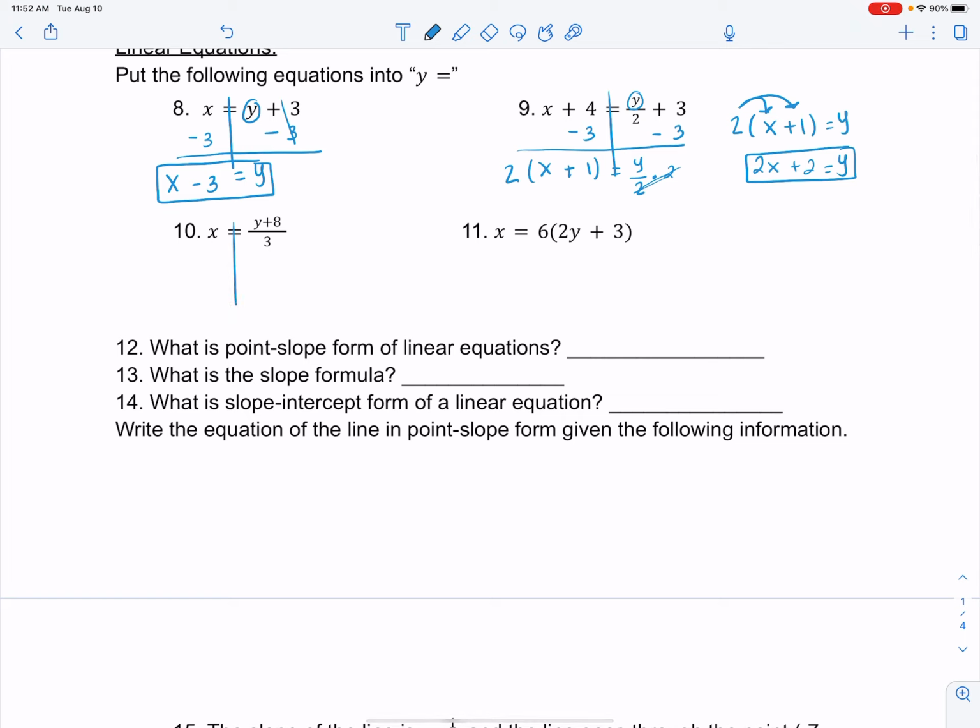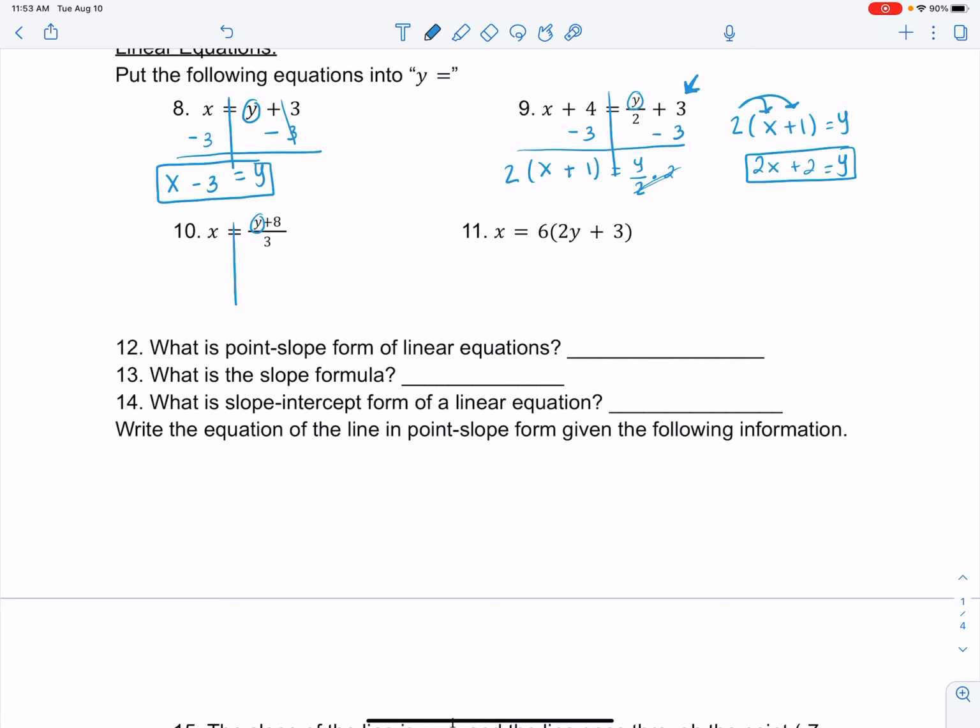The next one, I have y here. I need to get rid of the 8 and the 3. Now, I told you always get rid of your addition and subtraction first, but that's when it's outside of the fraction. Because this is all built into one fraction, I have to break the fraction apart. The difference is this 3 wasn't involved in the fraction that we had, but this 8 is. So we're going to break the fraction first.